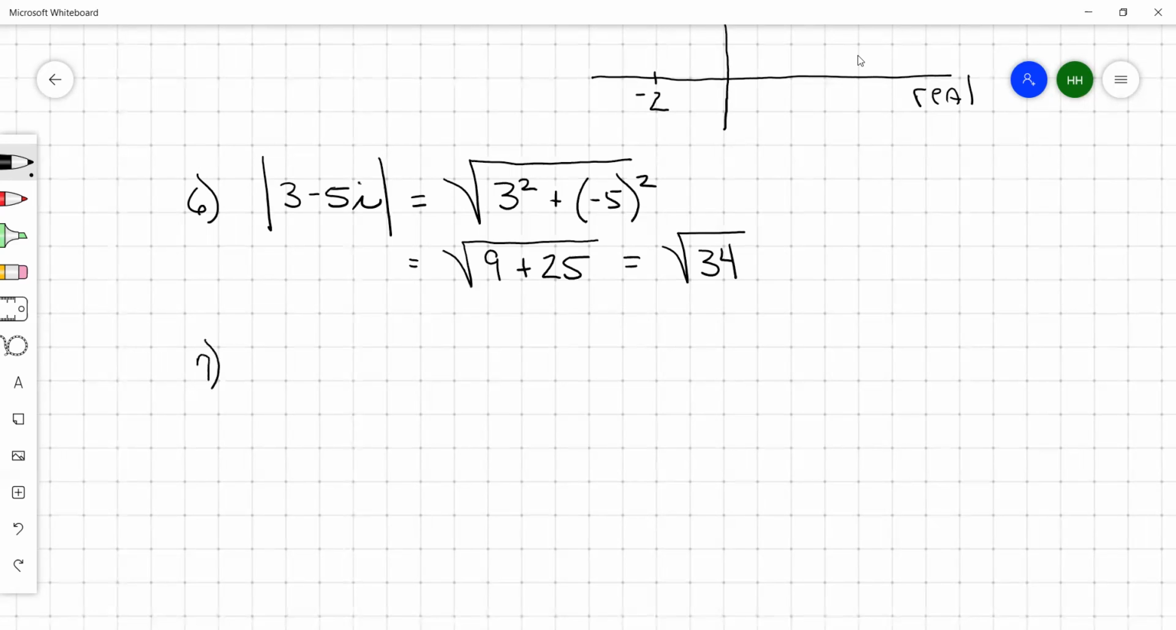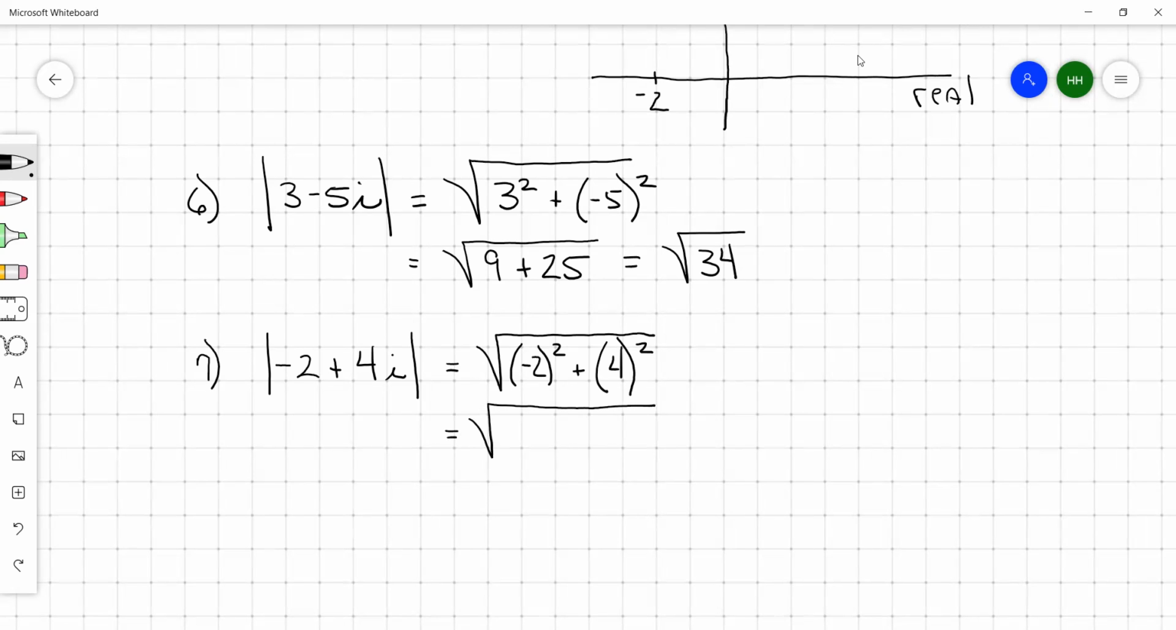Number 7, negative 2 plus 4i. Again, they're asking for the absolute value. That's going to be equal to the square root of the negative 2 squared plus 4 squared. Which is the square root of negative 2 squared is 4, and 4 squared is 16. So be careful here. We get the square root of 20.